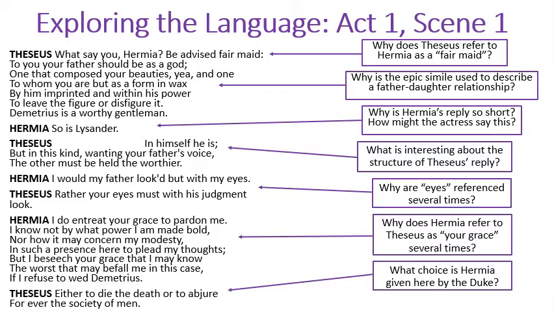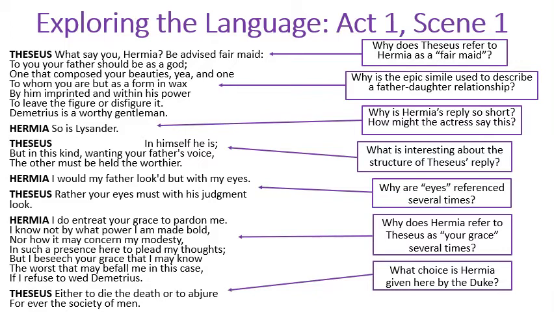Why is Hermia's reply so short? How might the actress say this? So how do you think she was feeling? The father says this whole big speech about how she's like a wax and he can disfigure her and all of this stuff, and he should be God to her, and then she says, so is Lysander. So how do you think she's feeling at that time?